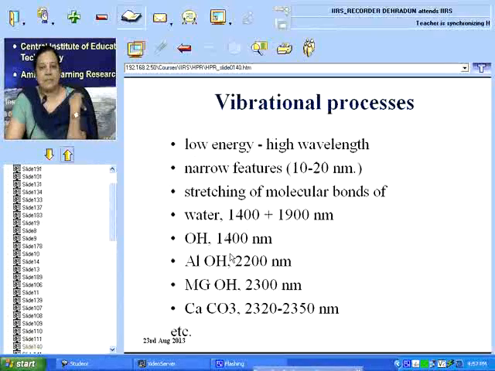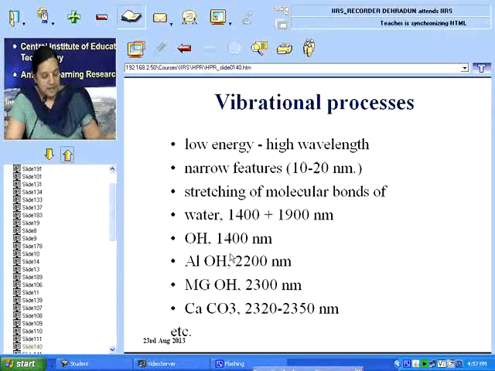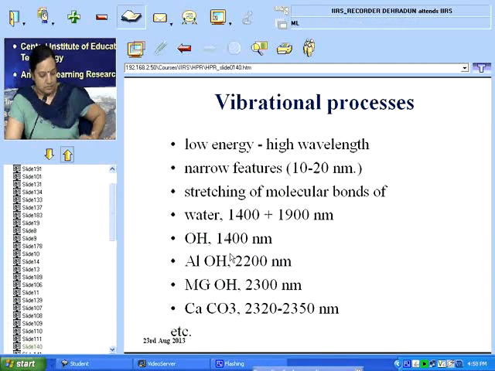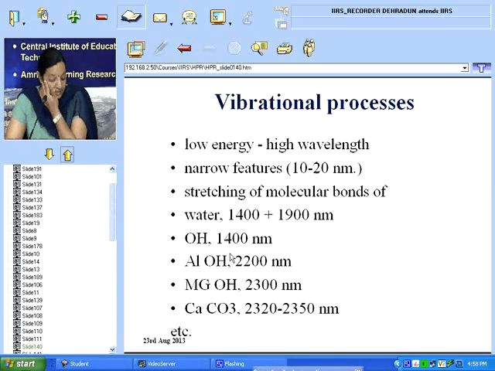Next is the vibrational processes. In this case, these are due to the vibration of bonds in the liquids, because molecules are not static; they are in motion. So the vibration of bonds which occurs in liquids, solids or gases causes this energy absorption.